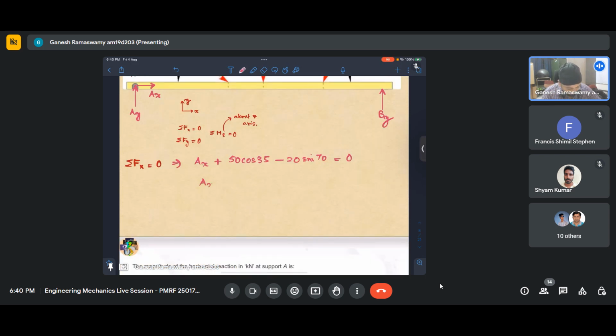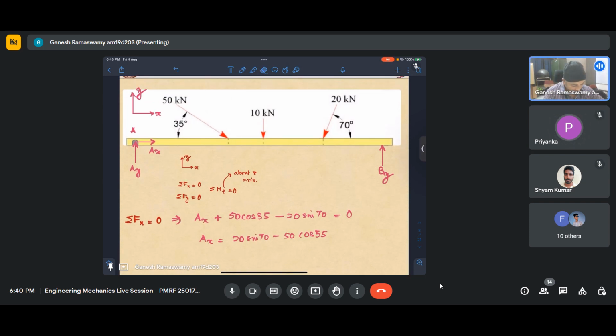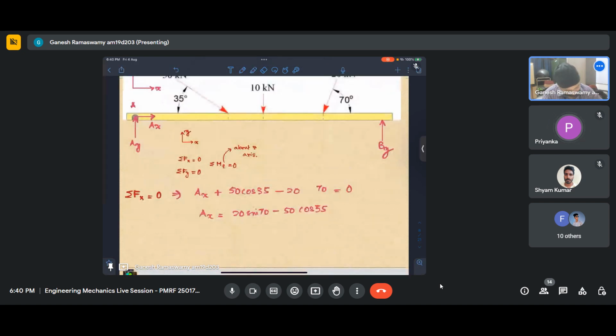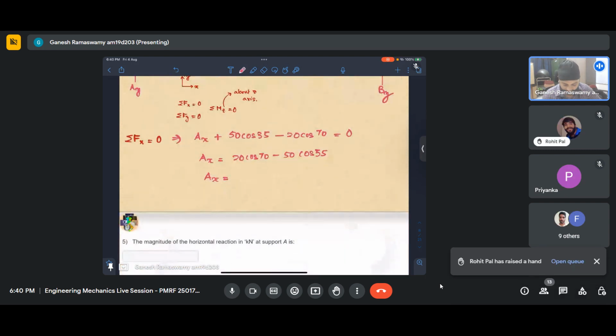So what is Ax from here? It is 20 sin 70 minus 50 cos 35, yes. Yeah, good. Thanks for catching that. I appreciate that. So this will be cos 70 is equal to 0. So what does Ax come out to be here? 20 cos 70 minus 50 cos 35. It comes out to be minus 30. Yes, Rohit, what is the question?